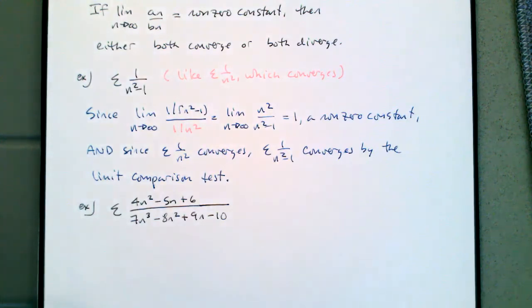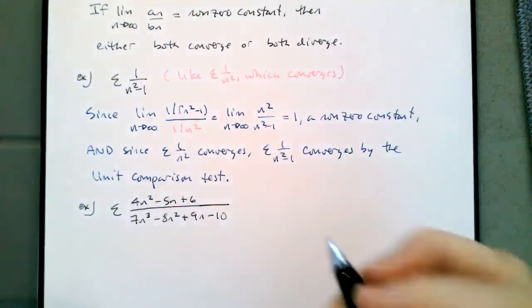In the denominator, we can make the same argument that the only thing that matters is the n cubed for large values of n. For small values of n, n cubed doesn't matter. When n is close to 0, that negative 10 is starting to say, hey, I'm the big kid on the block here. But that's for small values of n. When n is very large, the only thing that matters is 7n to the third.